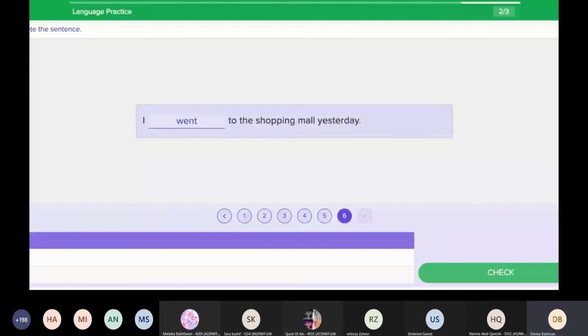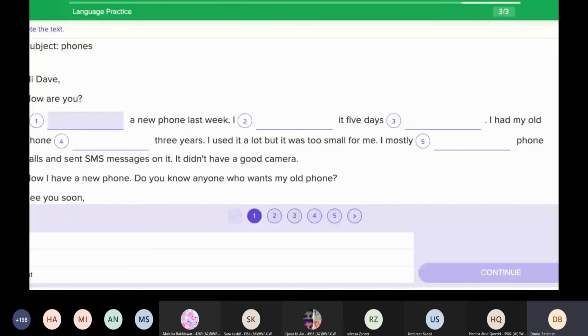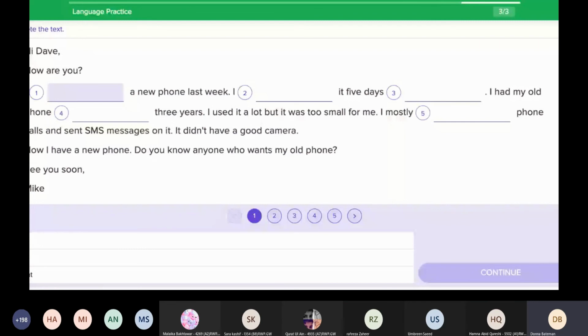So let's check. I went to the shopping mall yesterday. Yes, is correct. Of course. Okay, let's continue. And to finish off the practice here, we're going back to the email that we read at the beginning. But this time, we have some gaps. We have some gaps on the screen and you have to fill the gaps.